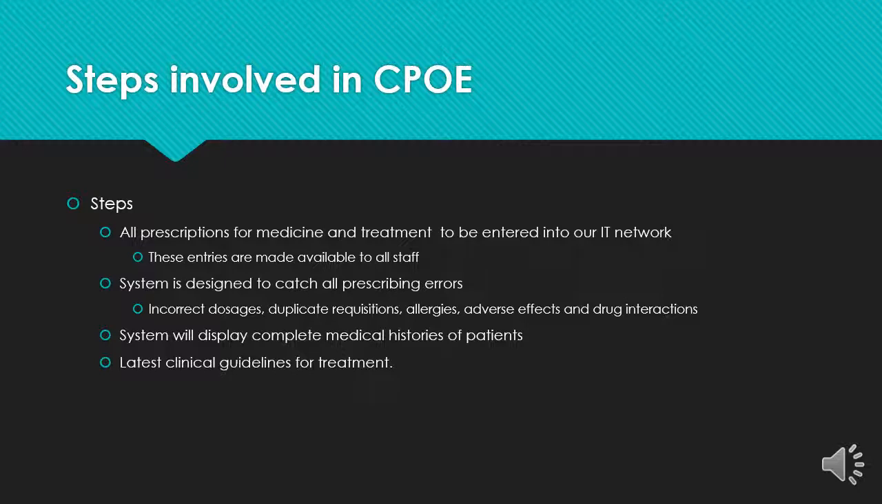The CPOE system is stepwise. The steps involved include that all prescriptions for medicine and treatment are to be entered into Springfield's IT network. These entries are then made available to all staff members at all levels. The system is designed to catch all prescribing errors, and these include incorrect dosages, duplicate requisitions, allergies, adverse effects, and drug interactions. A component of the system allows for display of complete medical histories of the patients as well as the latest clinical guidelines for treatment.